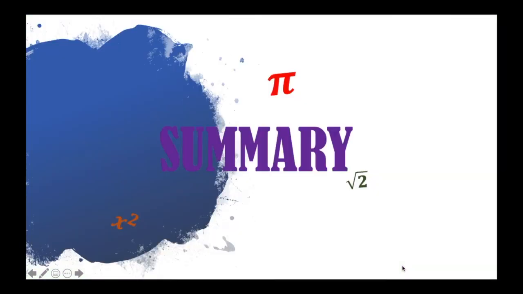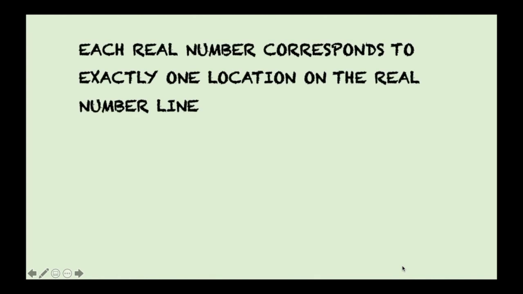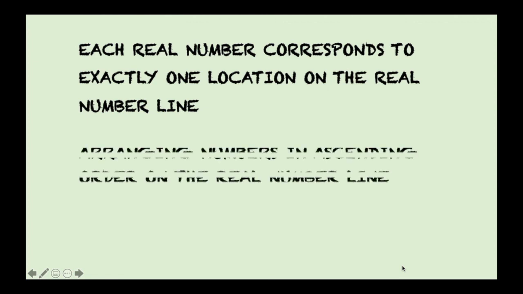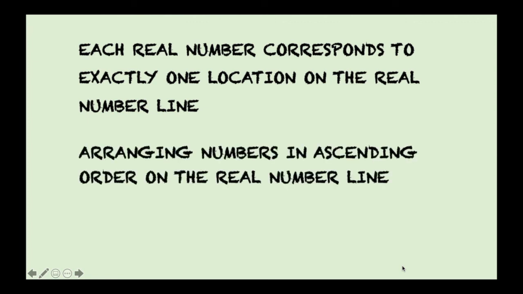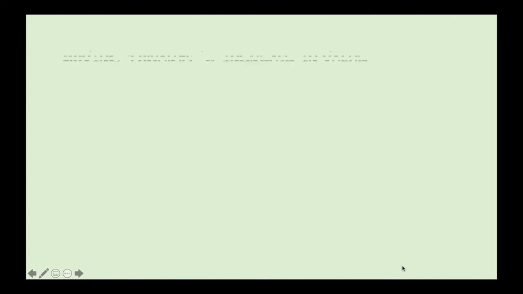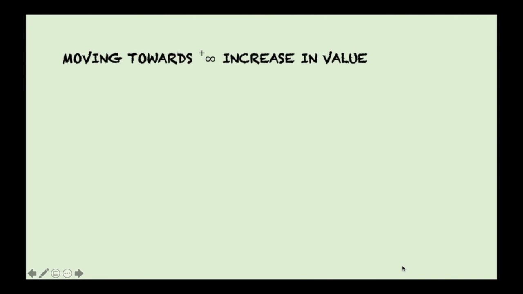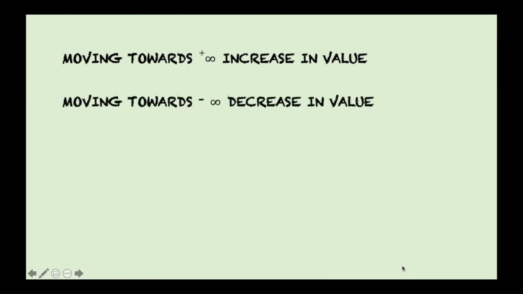So let's quickly recap what was discussed today. We said that we can create a number line called the real number line, where we can graphically represent all real numbers. We can also use this number line to arrange numbers in ascending order. We also said that numbers further to the right are greater than those to the left on the real number line.